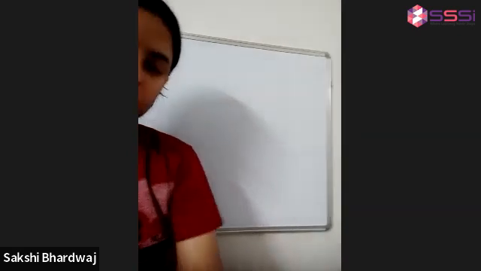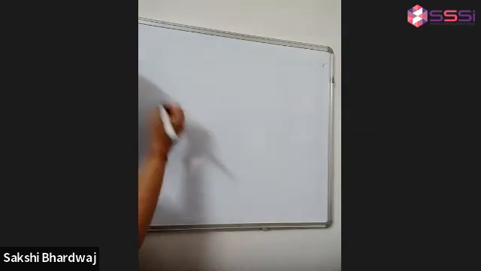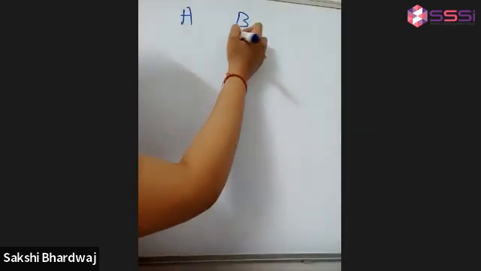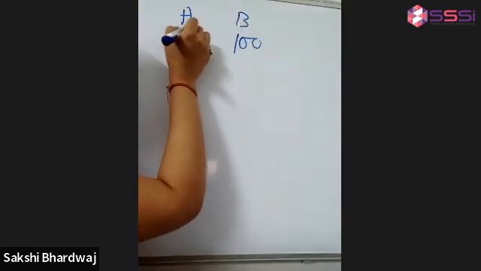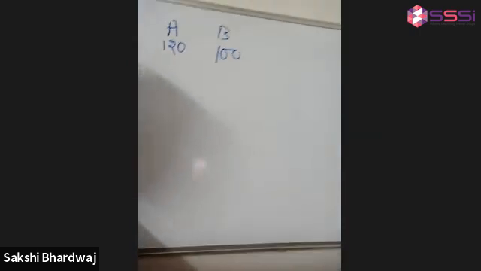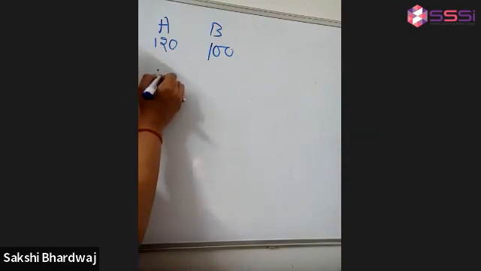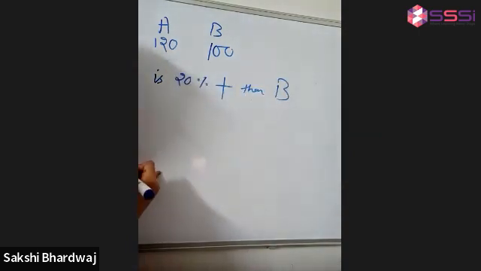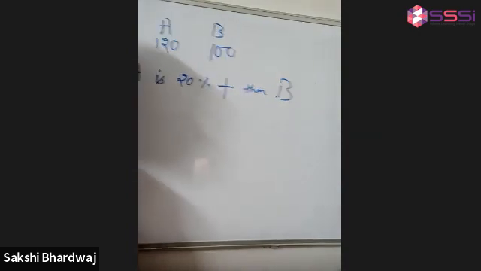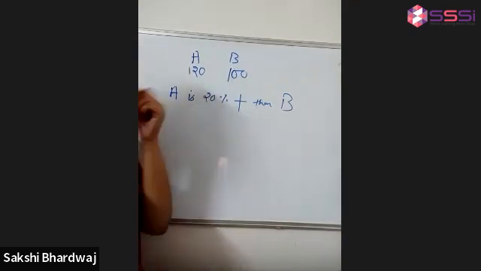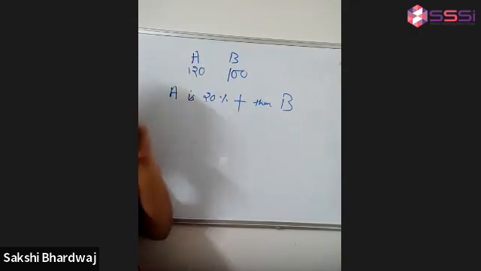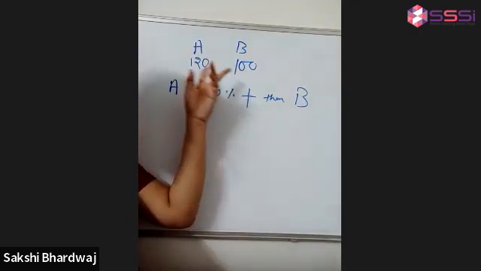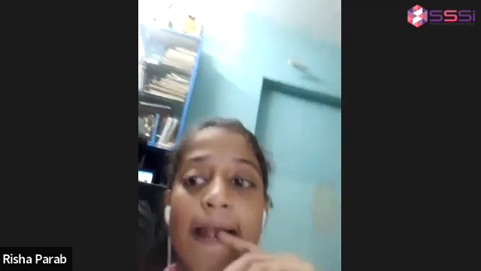Look how this formula works. If A's pay is 20% more than B, we don't know how much they are going to be paid. If B is 100 and A is 20% more, then A will be 120. A is 20% more than B. Then the question is, how much percent is B less than A?